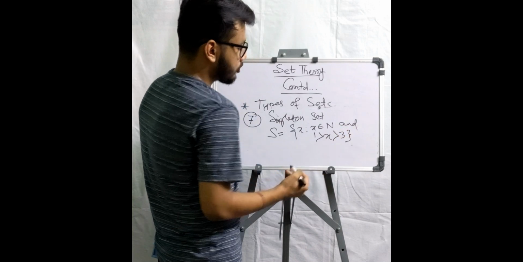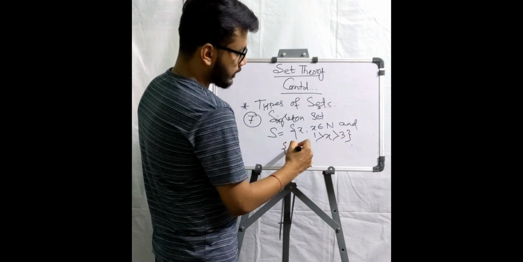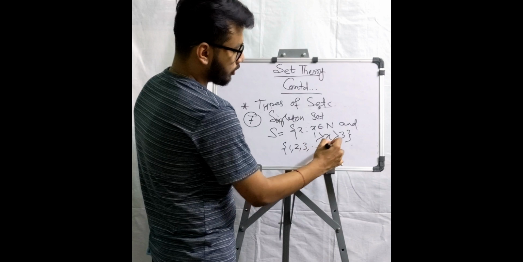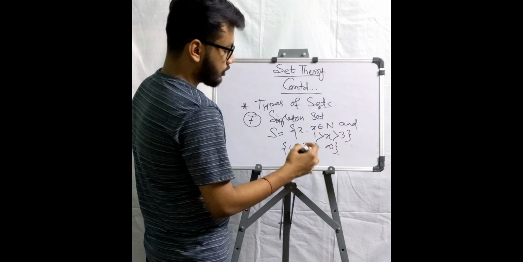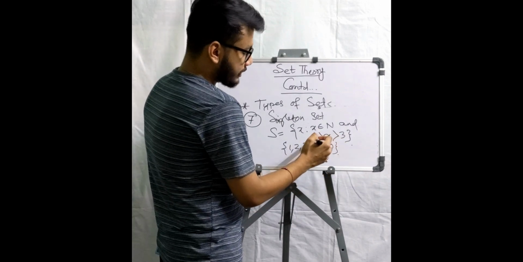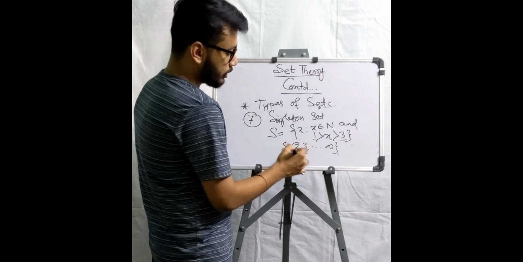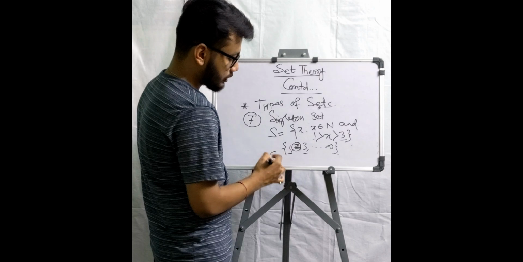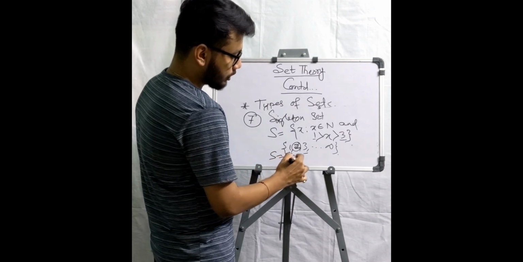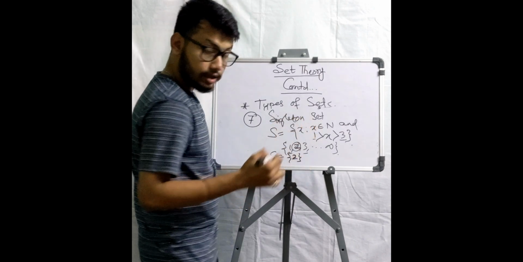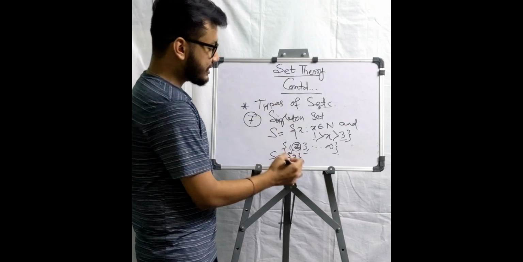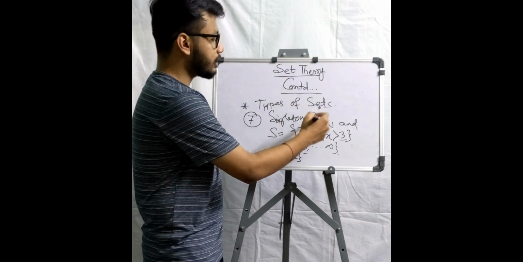Obviously we know that the set of natural numbers consists of all these elements, and it is said that x is greater than 1 but less than 3. So between 1 and 3 we have only one number, that is 2. So what is the set S? It's nothing but {2}. It consists of one element, 2. Therefore this set S is a singleton set.